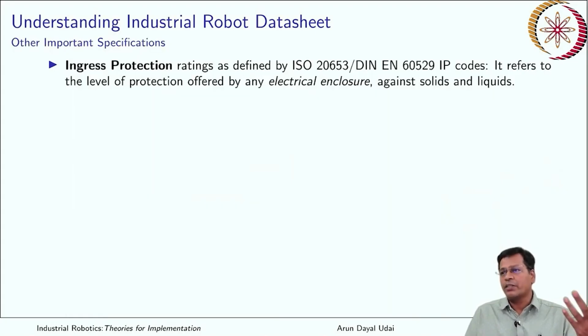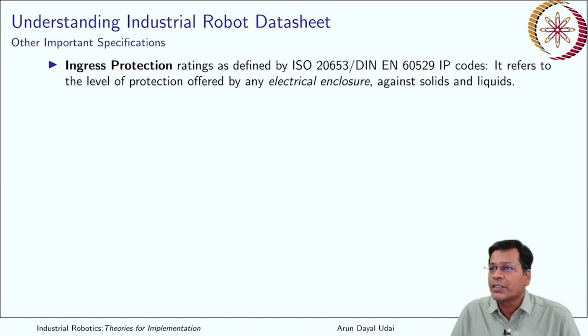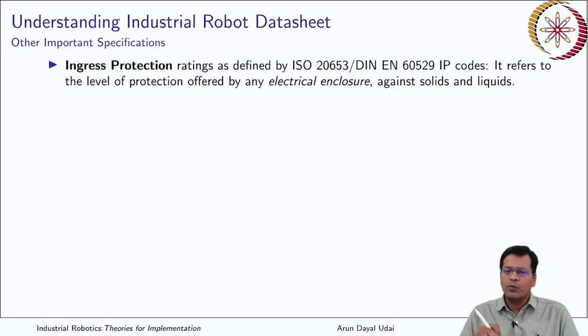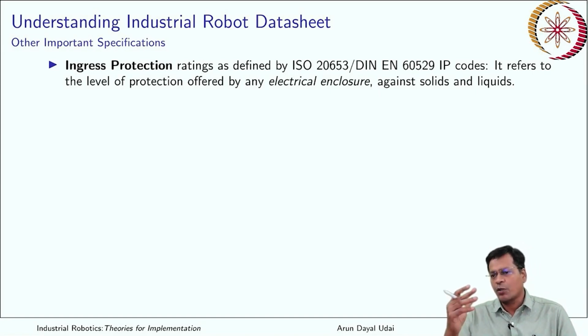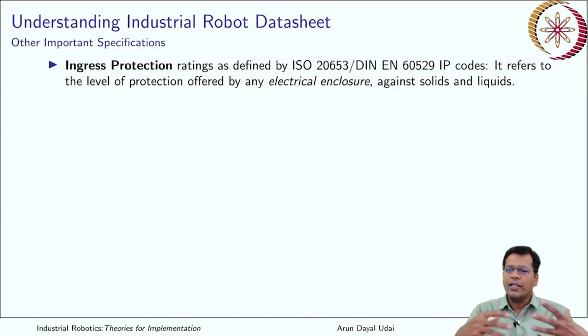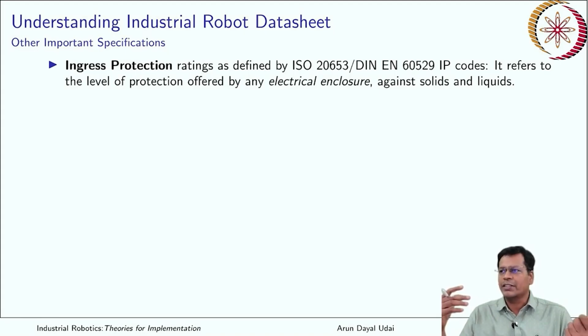And then there are other important parameters which are also in the data sheet. One very important parameter is ingress protection. You are always bounded by the type of application you want your robot to be put in. Let's say you want to do a painting job, some spray painting job, right? So there is some ingress protection your robot should have, right? Because your robot, industrial robots in particular, is made up of all electrical actuators. Even sensors are electrical in nature.